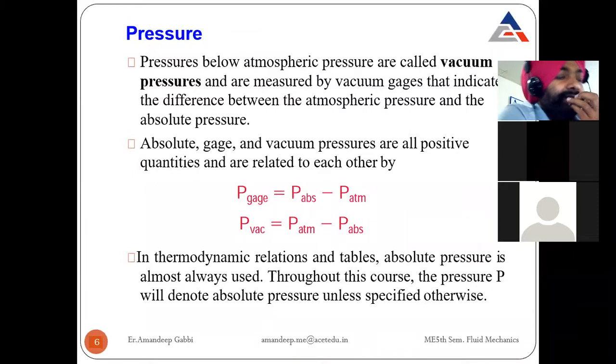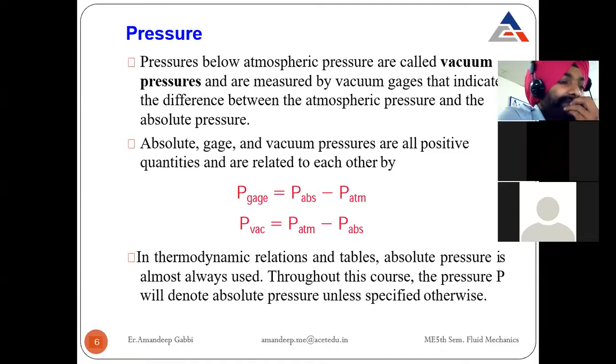Absolute, gauge and vacuum pressure are all positive quantities and are related to each other by this. You have to remember this also. Gauge pressure is equal to absolute pressure minus atmospheric pressure. And vacuum pressure is equal to atmospheric pressure minus absolute pressure. This is how to calculate. If you are asked to calculate gauge pressure, then you subtract atmospheric pressure from absolute pressure. And if you are asked to calculate vacuum pressure, then you subtract absolute pressure from atmospheric pressure.